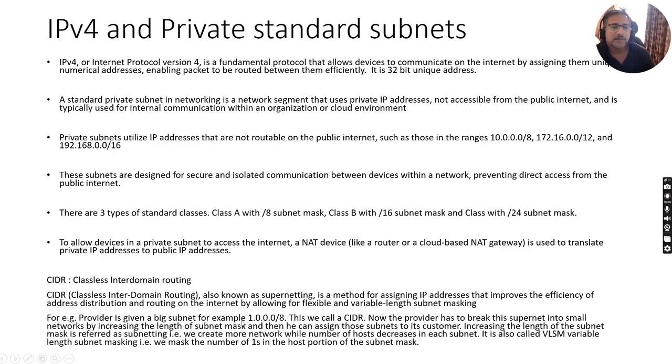Provider is given a big subnet, for example 1.0.0.0/8. Then this is what we call a CIDR. Now the provider has to break this supernet into small networks. Okay, so subnetting is breaking a supernet into small chunks of subnets, and supernetting is creating a bigger subnet from multiple subnets. Okay, vice versa.